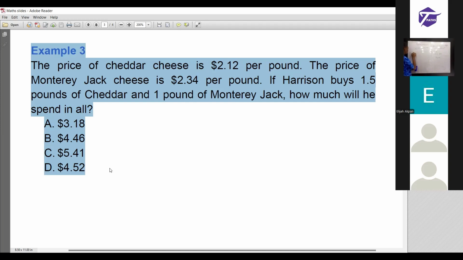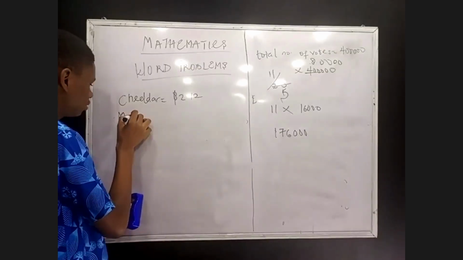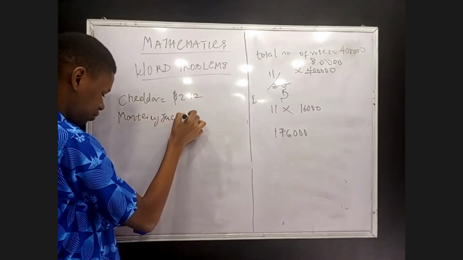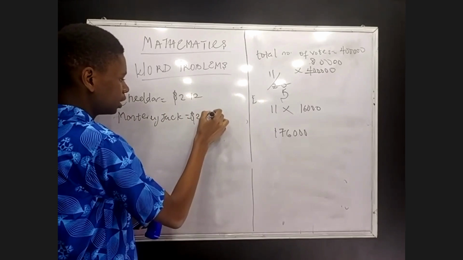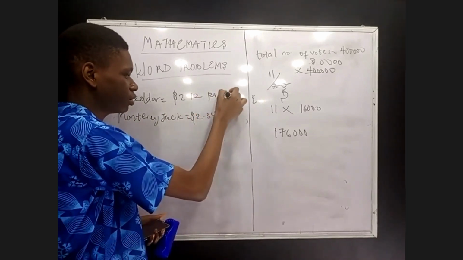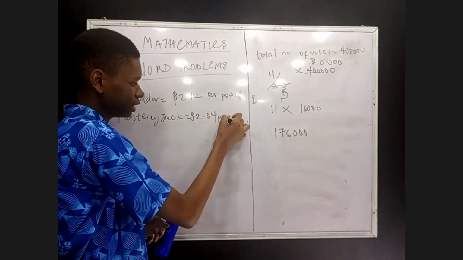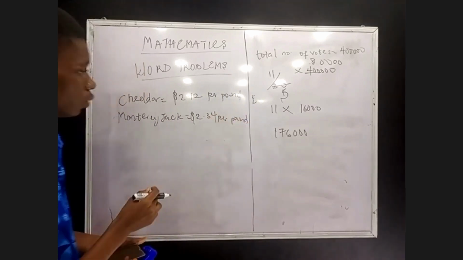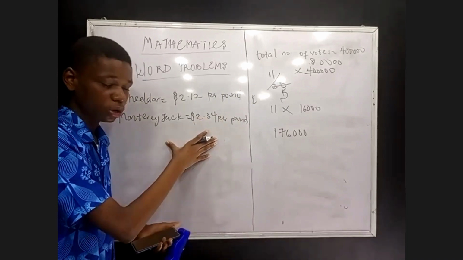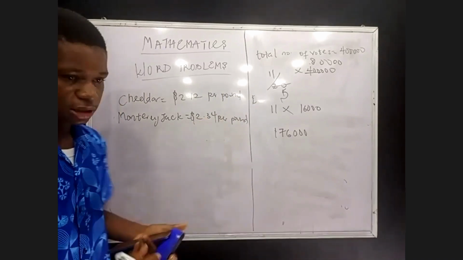So, the price of this is equal to $2.12, and the price of this is $2.34 per pound. So he buys 1.5 pounds of this. Don't forget, the question made it clear that this is per pound. So the question says he buys 1.5 pounds of this and he buys 1 pound of this. So how much did he spend in total?